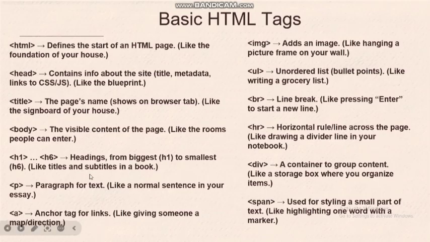H1 to H6, this is for the headings. This is from the biggest, that's H1, to the smallest, that's H6, like titles and subtitles in a book. P, paragraph for text, like a normal sentence in your essay. Once you want to start any paragraph, you want to start any line, you put P just to know that it's not a normal sentence.